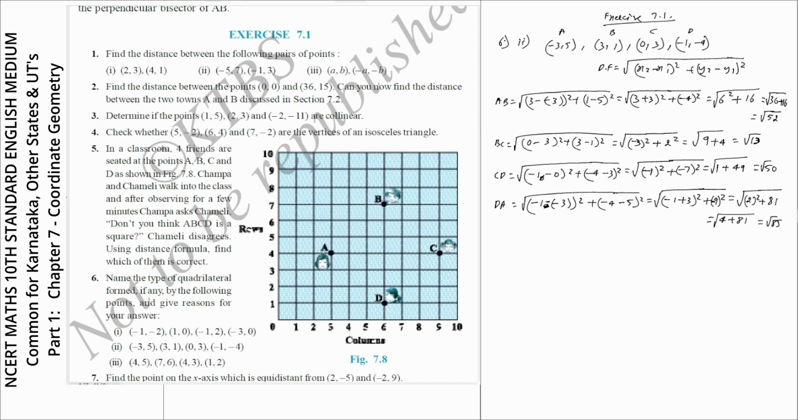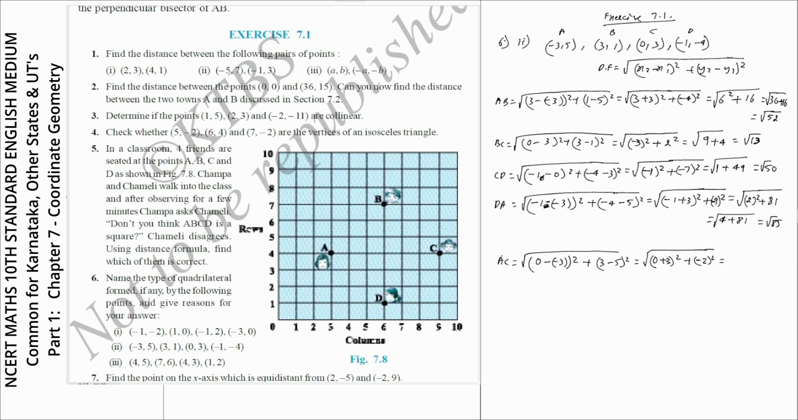Now in this question none of the sides are equal. Now let me check what is the diagonal. So I'll take AC. AC is equal to square root of x2 minus x1 the whole square, that is 0 minus of minus 3 the whole square, plus y2 minus y1 the whole square, that is 3 minus 5 the whole square. So 0 minus of minus 3 is plus 3 the whole square, plus 3 minus 5 is minus 2 the whole square.